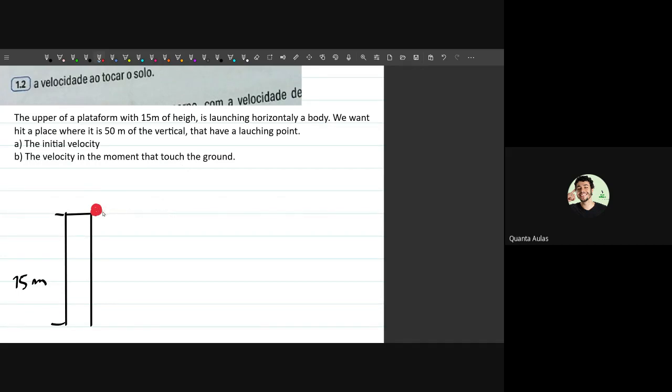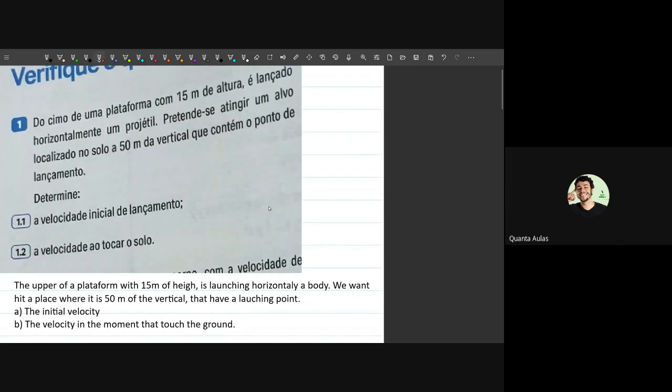Horizontally, without angles. Okay, this is the velocity. This is the vector that represents the velocity. But at any moment, they ask what's the velocity? We need to use the other information to obtain this.